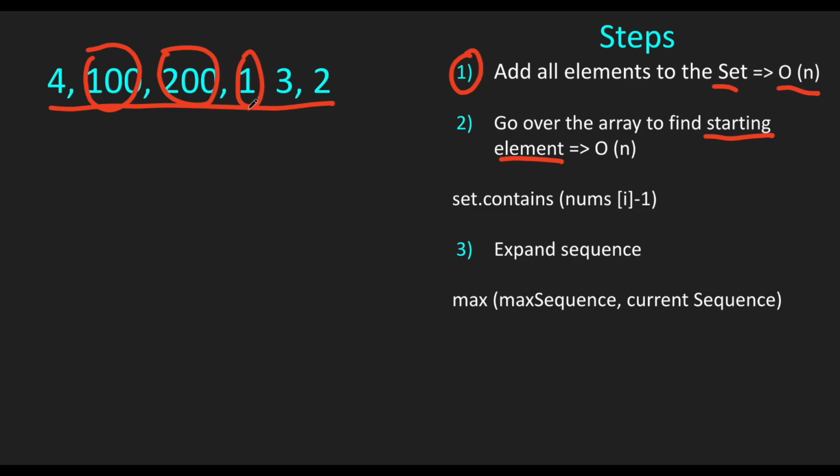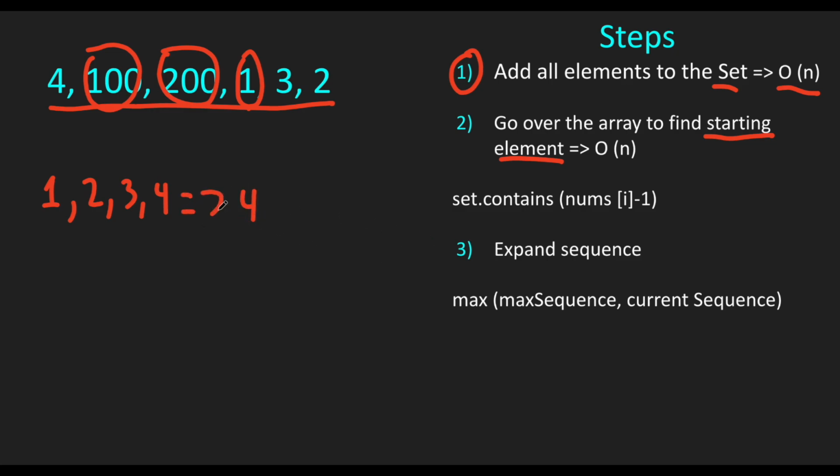So starting from 1, we are expanding our sequence. We check whether 2 is there. Yes, 2 is there, so we have 1, our starting point, and we are expanding our sequence. Now we are checking if 2 is in our set. Yes, 2 is in our set. How about 3? 3 is also in our set. We check 4, which is also in our set, and 5 is not. So the size of this sequence is equal to 4.